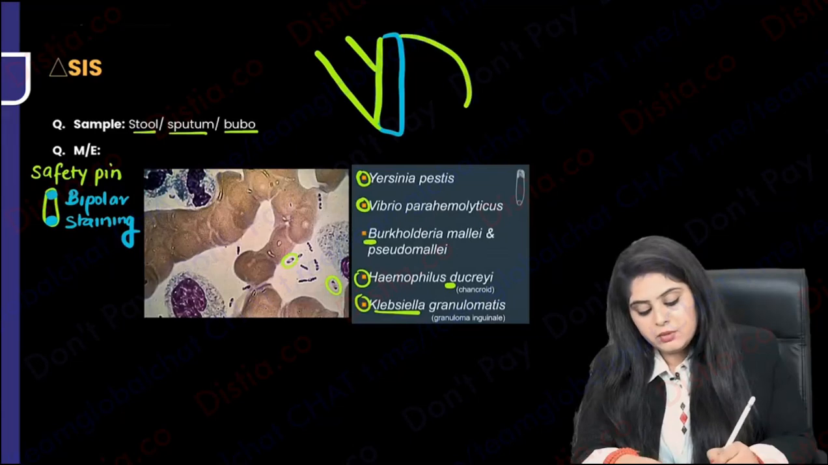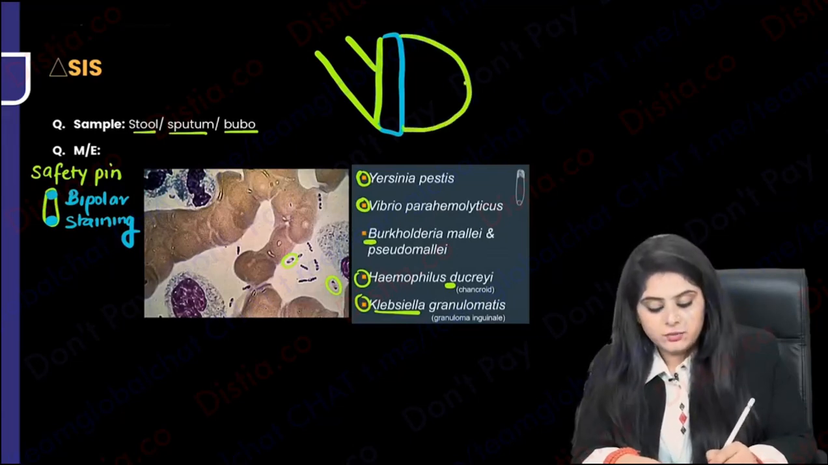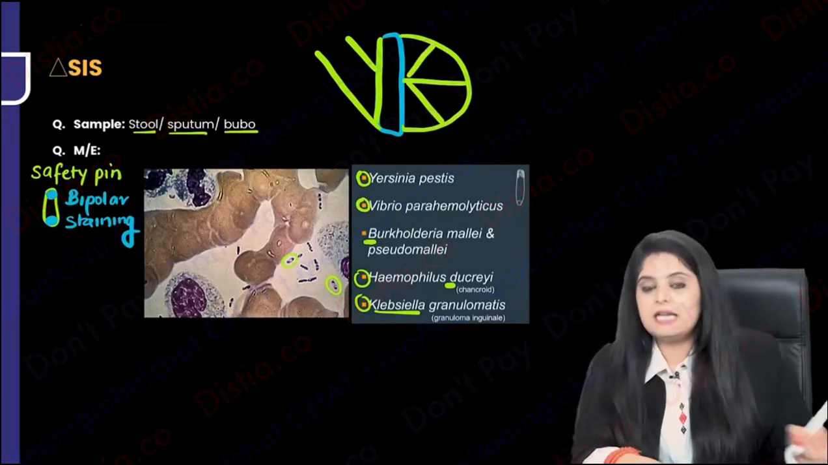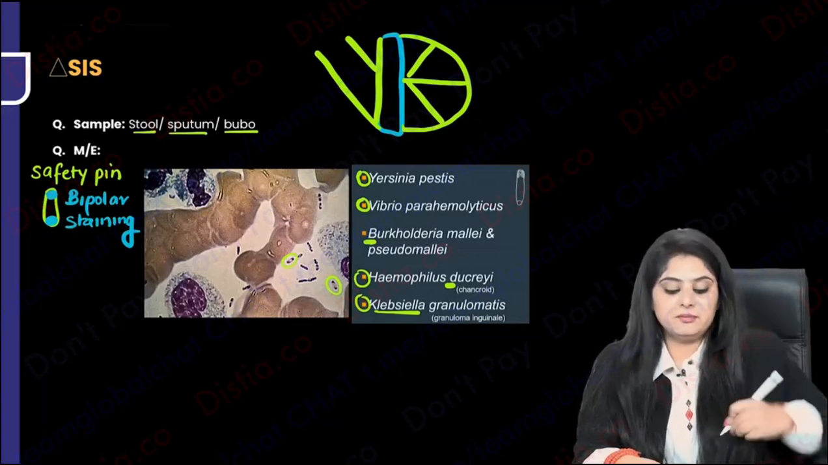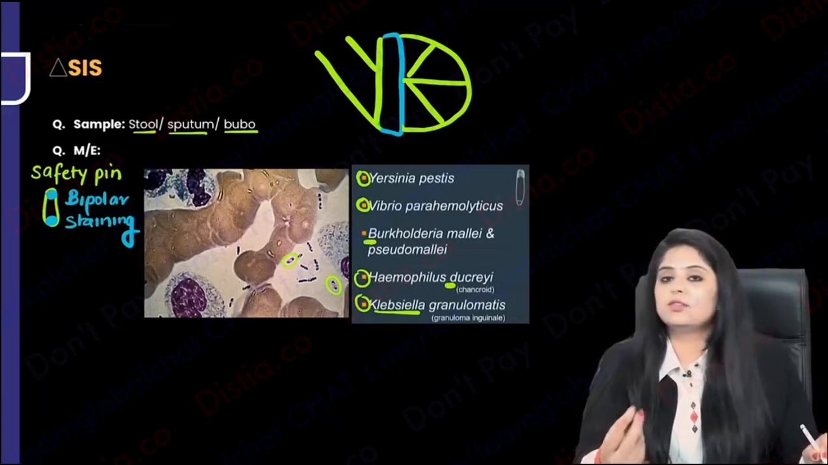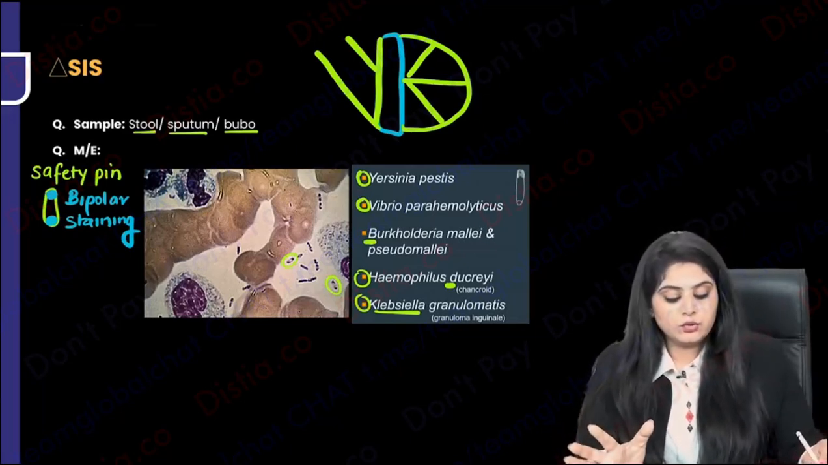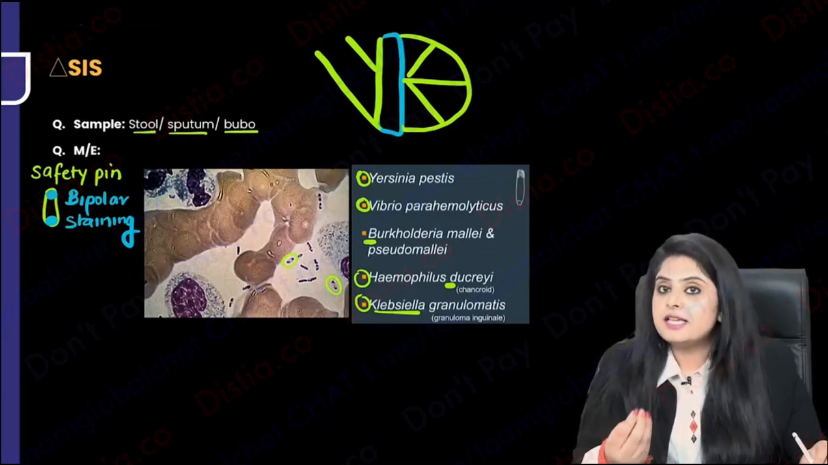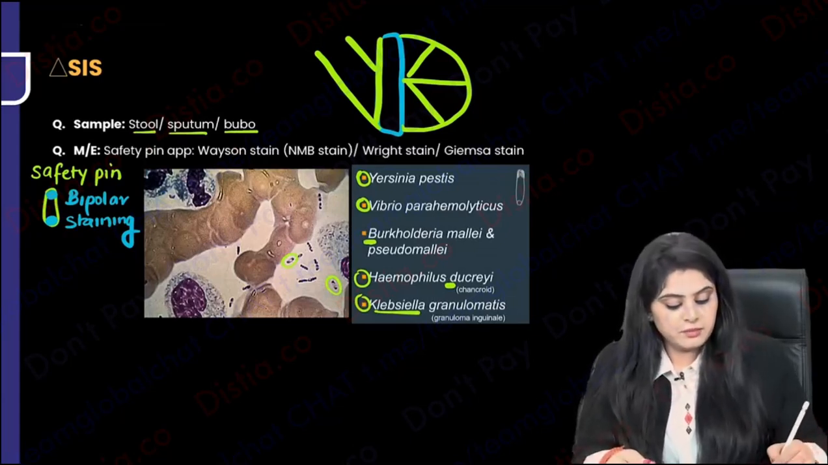If you make a D out of it, Haemophilus ducrei. You make a B out of it, Burkholderia mallei, pseudomallei. And you make a K out of it, Klebsiella granulomatis. Just fill all the lines, practice this once on your own and you are sorted. These all show you the safety pin appearance, but now the question is, what is the stain used for knowing this safety pin appearance?